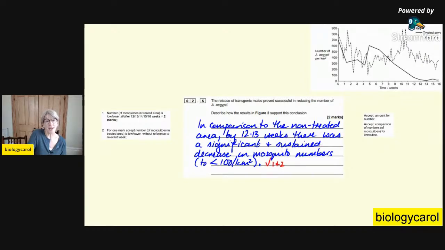So I actually ended up getting mark points 1 and 2 with what I said. And actually, bizarrely, the number of mosquitoes is lower after this number of weeks. So if I'd only talked about there being a decrease without the reference to the number of weeks, I would have just got the 1 mark.